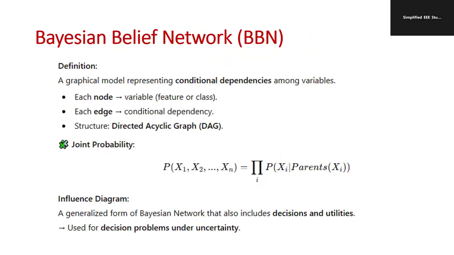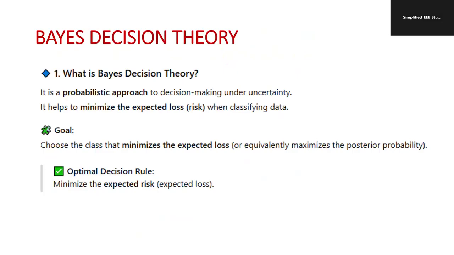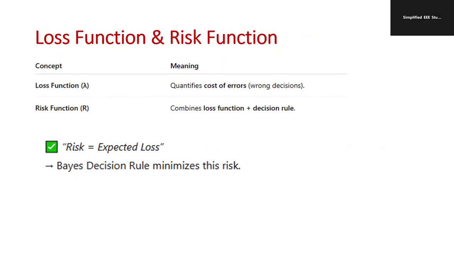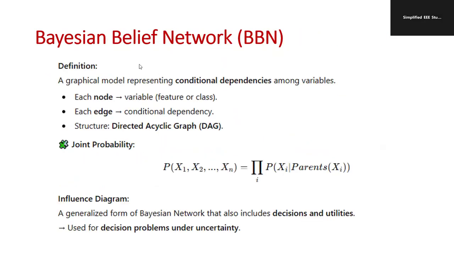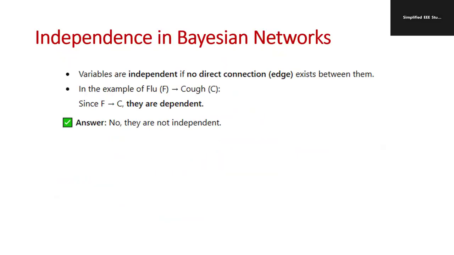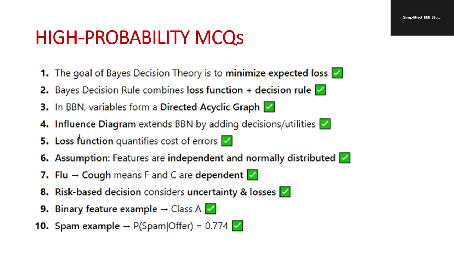Ultimately, what we discussed is the Bayes theorem formula and Bayes decision theory. We also discussed the decision rule, loss function, and risk function, and the normal density, probability density, and BBN. Similarly, we talked about the numerical example for the email spam problem, and independence in Bayesian networks. Ultimately, I summarized the entire point in this table. You can go through it. High probability MCQs are given below.